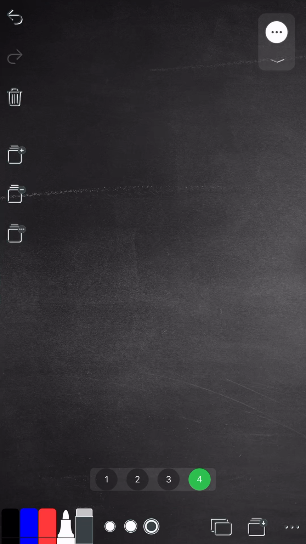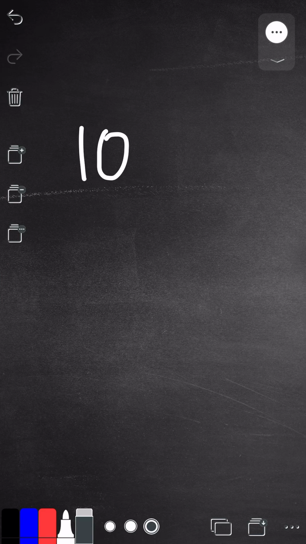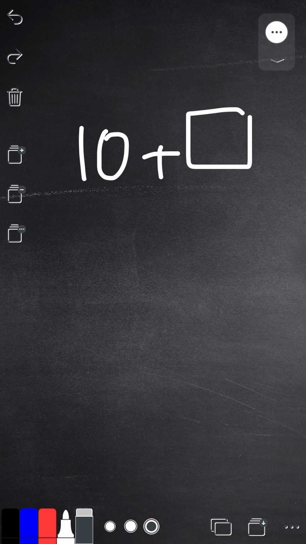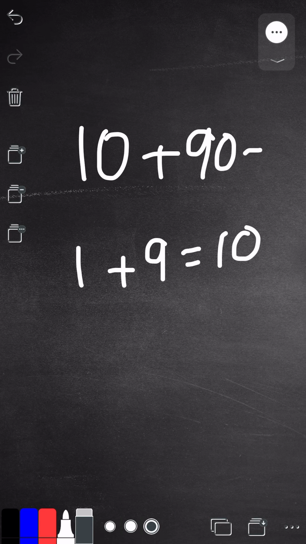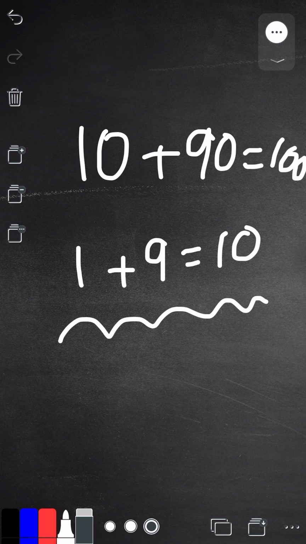Let's say 10 is a multiple of 5 because it ends with 0. Give me another number that if you add it to 10, the total is 100. 10 plus what equals 100? It's like the number pairs of 10. 1 plus 9 equals 10, then 10 plus 90 equals 100. So we have to know the number pairs of 10 to know the number pairs of 100.